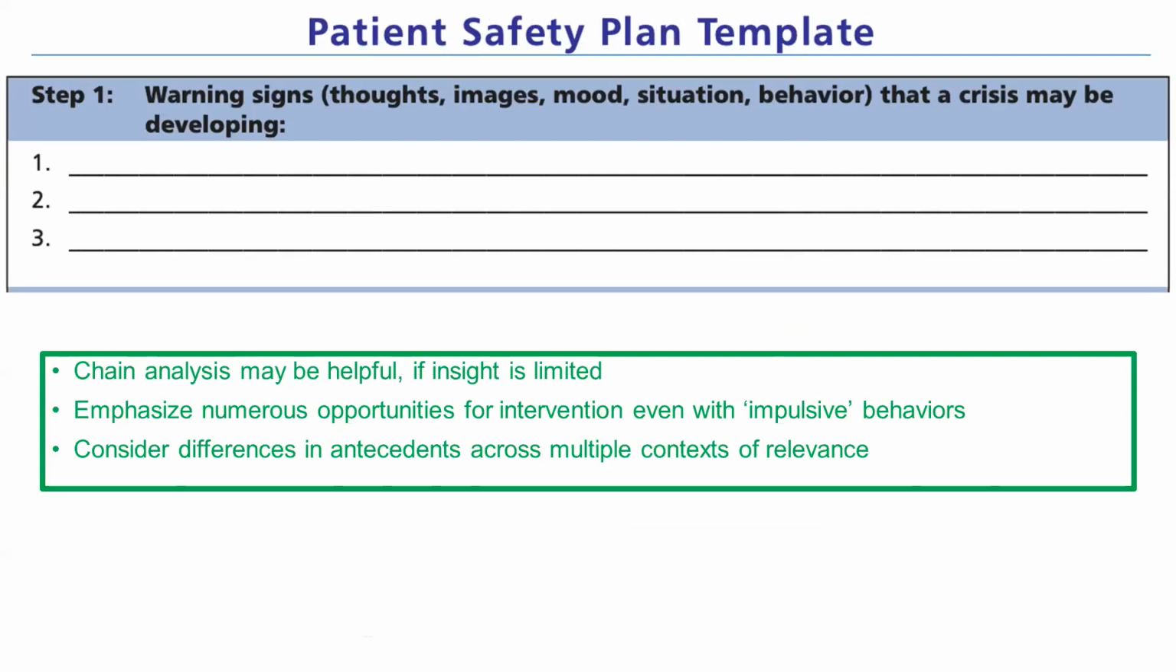So going through the different pieces, the first thing you're going to want to do is figure out with someone what the warning signs of suicidal thoughts and urges to engage in suicidal behavior are. Are people really good at knowing what their warning signs are?